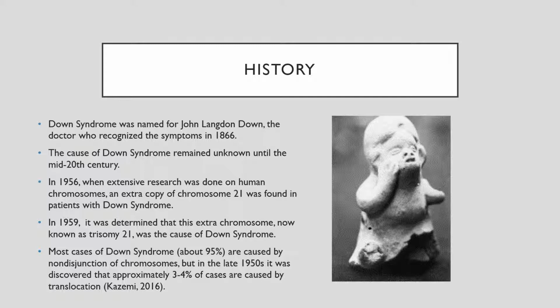But it wasn't until 1959 that it was determined that this extra chromosome, which we now sometimes call trisomy 21, was the cause of Down syndrome. Now, most cases of Down syndrome, around 95%, are caused by non-disjunction of chromosomes. But in the late 1950s, it was discovered that approximately 3 to 4% of cases are caused by translocation. And adding on to that, about 1% of cases are caused by something we call mosaicism. But we'll get into all those later on.